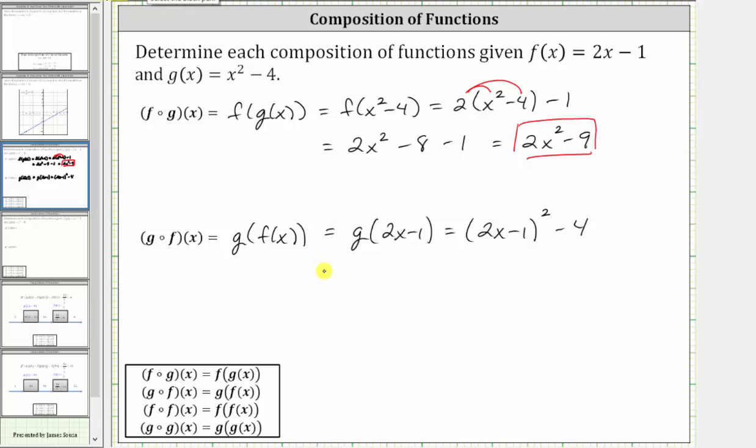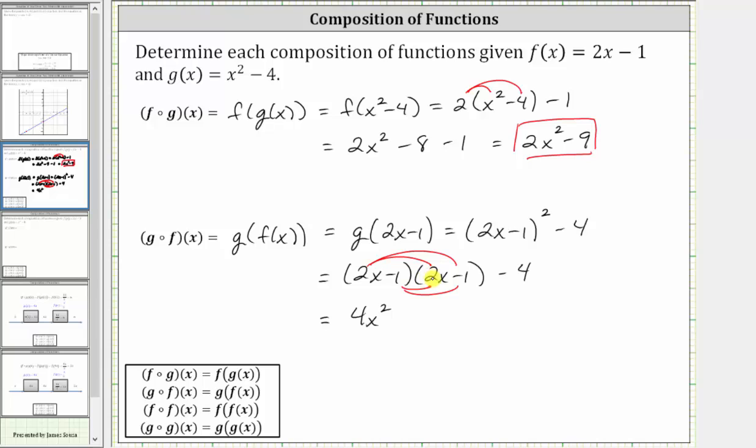To multiply it out, we write out 2 factors of 2x minus 1, and multiply, and then subtract 4. To multiply 2 binomials, we have 4 products, 1, 2, 3, 4. 2x times 2x is 4x squared. And then we have 2x times negative 1, which is negative 2x. The next product is negative 1 times 2x, which is also negative 2x.